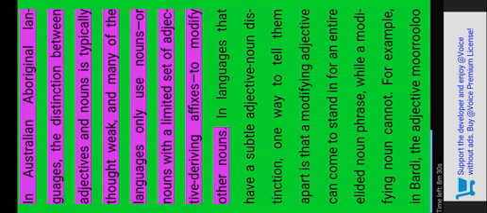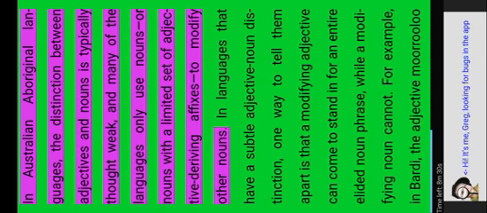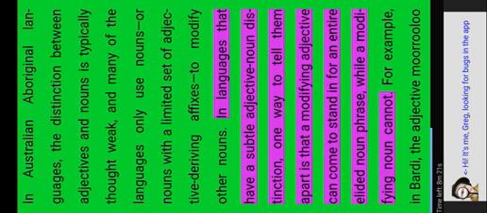In Australian Aboriginal languages, the distinction between adjectives and nouns is typically thought weak, and many of the languages only use nouns, or nouns with a limited set of adjective-deriving affixes, to modify other nouns. In languages that have a subtle adjective-noun distinction, one way to tell them apart is that a modifying adjective can come to stand in for an entire elided noun phrase, while a modifying noun cannot.